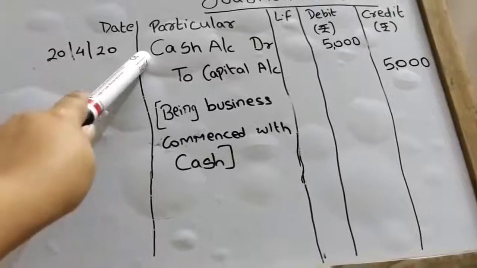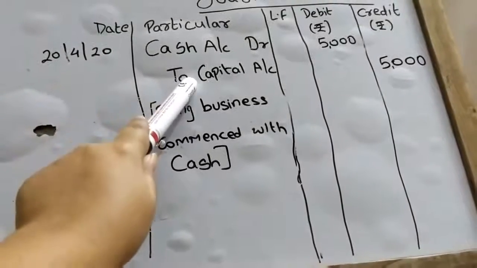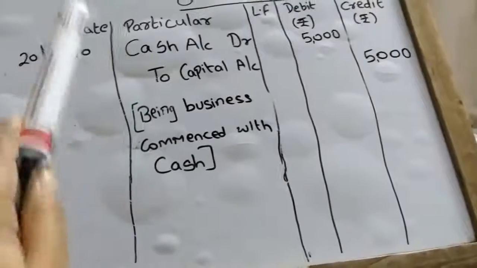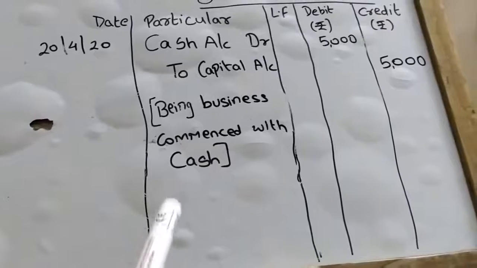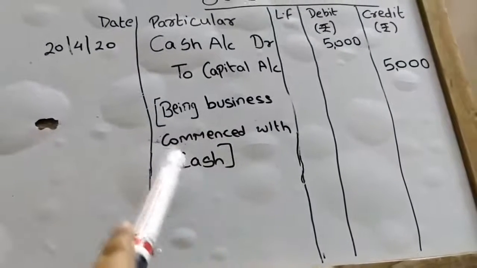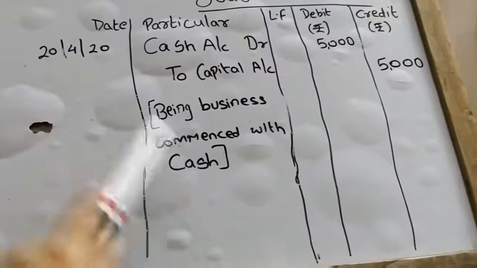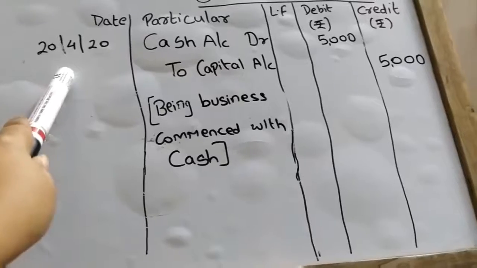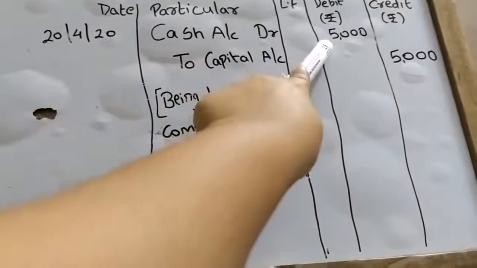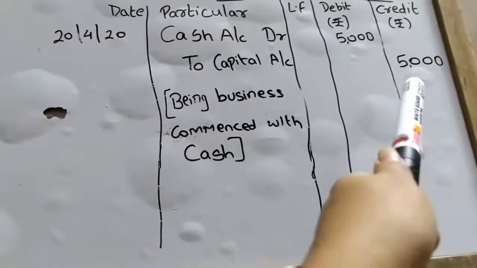Debit what comes in and credit the giver. Okay, and this is our narration. Being business commenced with cash. Here is the date as usual, and what is the amount? 5000 and 5000.